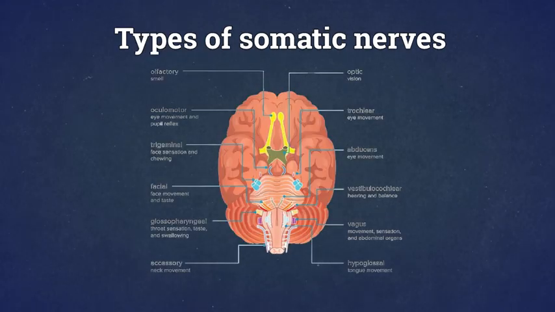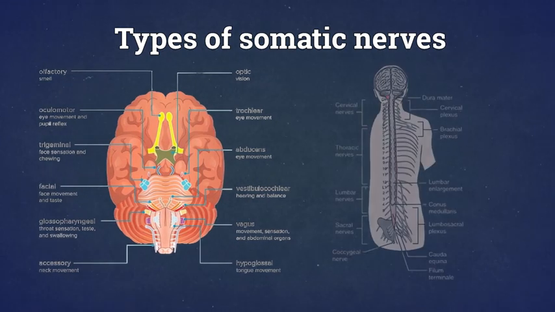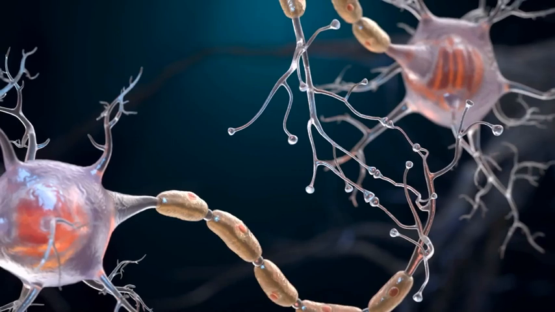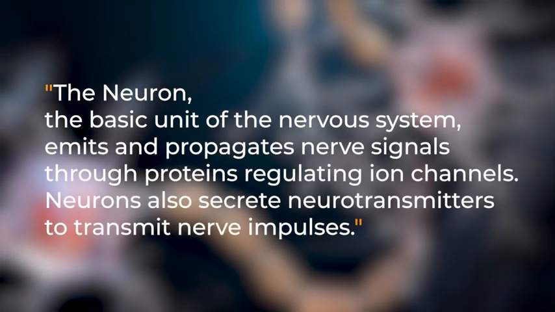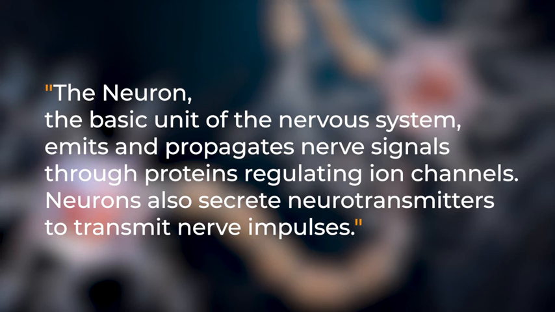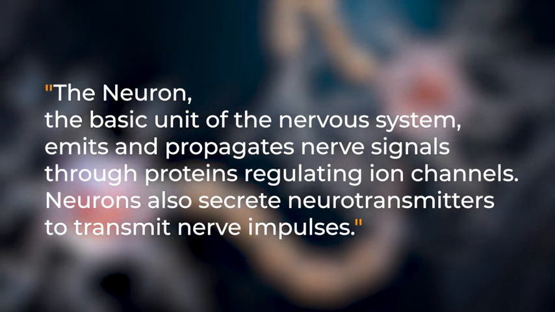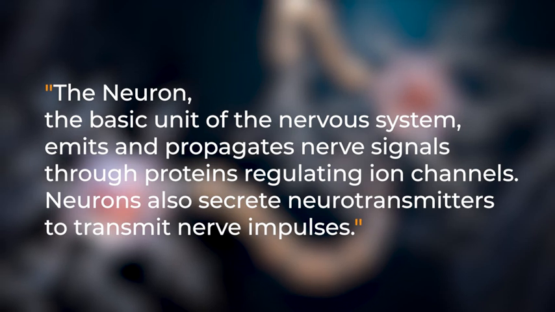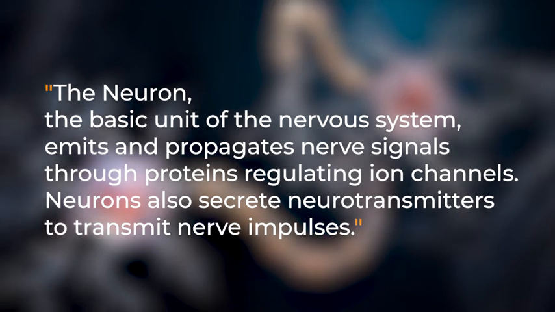There are two types of somatic nerves. The 12 cranial nerves, they are either sensory or motor. The 9 spinal nerves, arranged in 5 major groups along the spinal cord. Now let's discuss neurons. The neuron, the basic unit of the nervous system, emits and propagates nerve signals through proteins regulating ion channels. Neurons also secrete neurotransmitters to transmit nerve impulses.